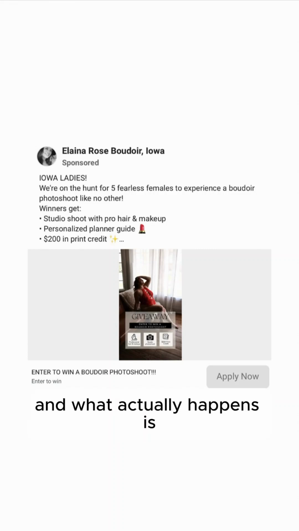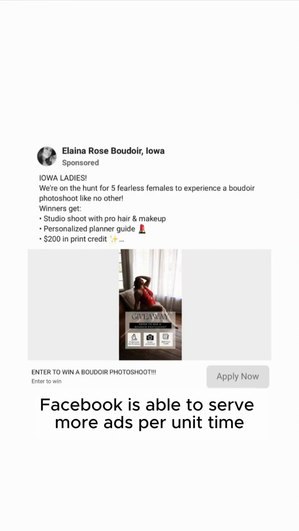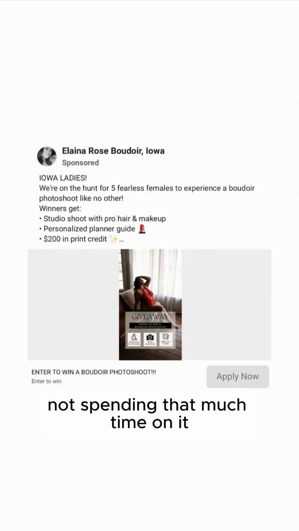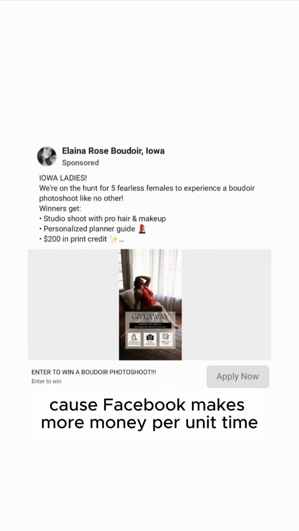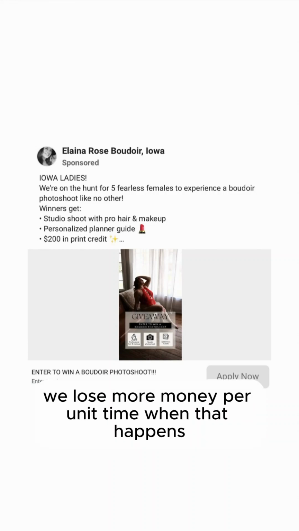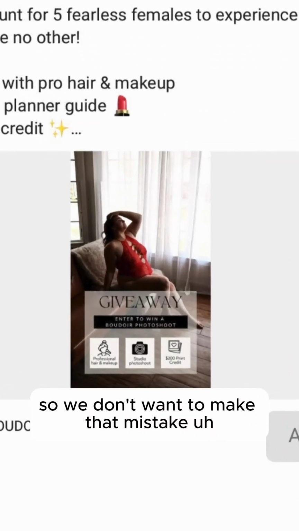And what actually happens is that Facebook is able to serve more ads per unit time because more women are scrolling by our ads, not spending that much time on them. So Facebook loves it because Facebook makes more money per unit time. We lose more money per unit time when that happens. So we don't want to make that mistake.